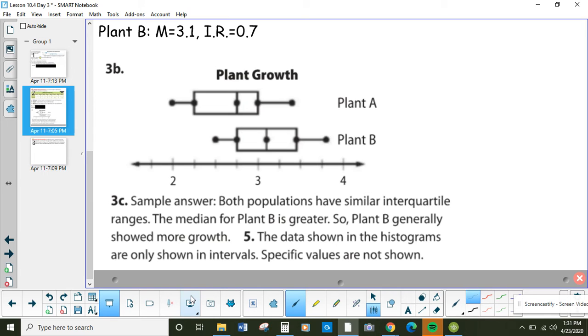So let's see what they said in the book here. They said both populations have similar interquartile ranges. The median for B is greater. That means the middle of B right here is higher. That's what I said earlier. Higher. That's another inference you can make. So generally, B grew faster. Okay, it's an example of making an inference using the data to make a decision.